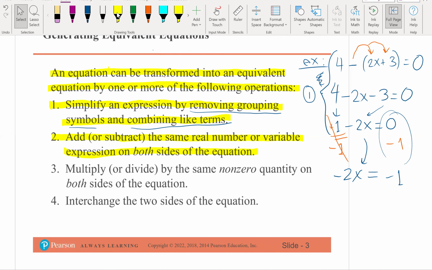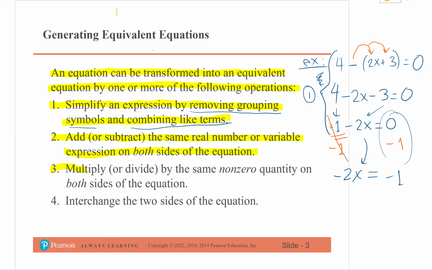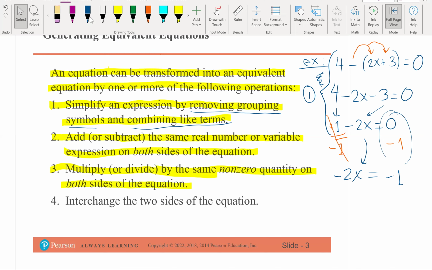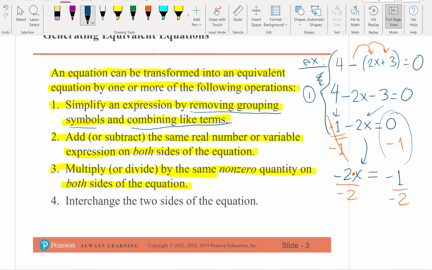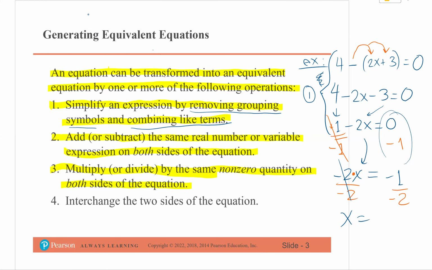Now the next step would be to multiply or divide by the same non-zero quantity on both sides of the equation. What we want to do is get rid of this coefficient in front of x. Since it's multiplying by x, technically -2 times x, I could divide both sides by it. So x is now by himself because -2 divided by -2 is 1x. Technically, I could put a 1 here, but you don't have to. And then a negative divided by a negative is a positive, but I'm just going to leave it as 1/2. So x must be 1/2.